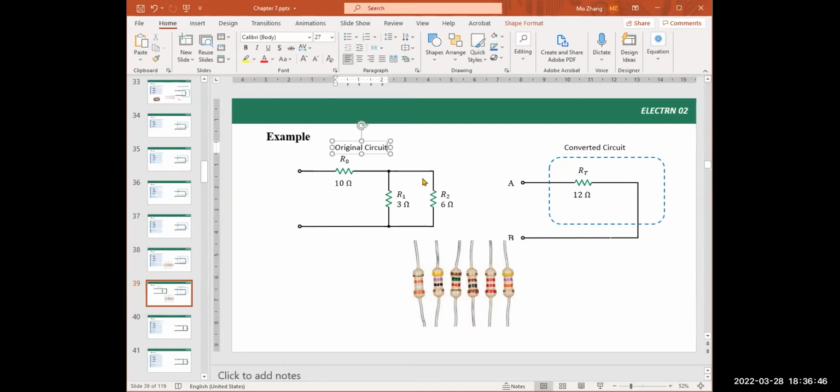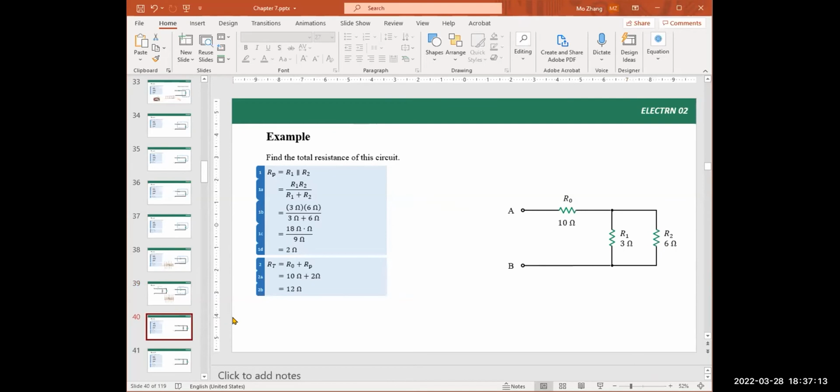So let's see here. Original, converted. That's the main differences in terms of performance. But in terms of current, in terms of the total resistance, they are same, identical in theory. In the real actual circuit it is almost the same. Might vary just a tiny bit, but the general number, they are same.